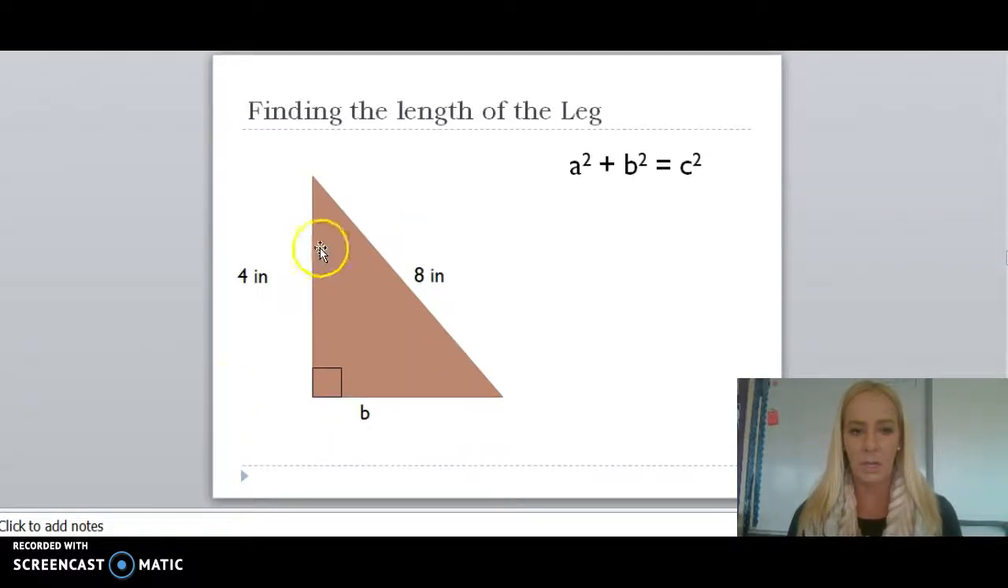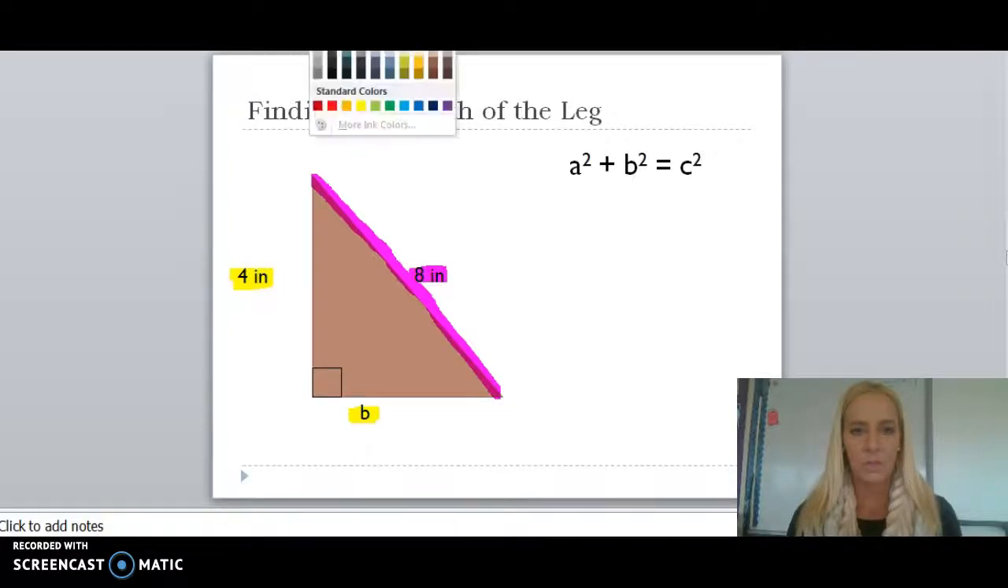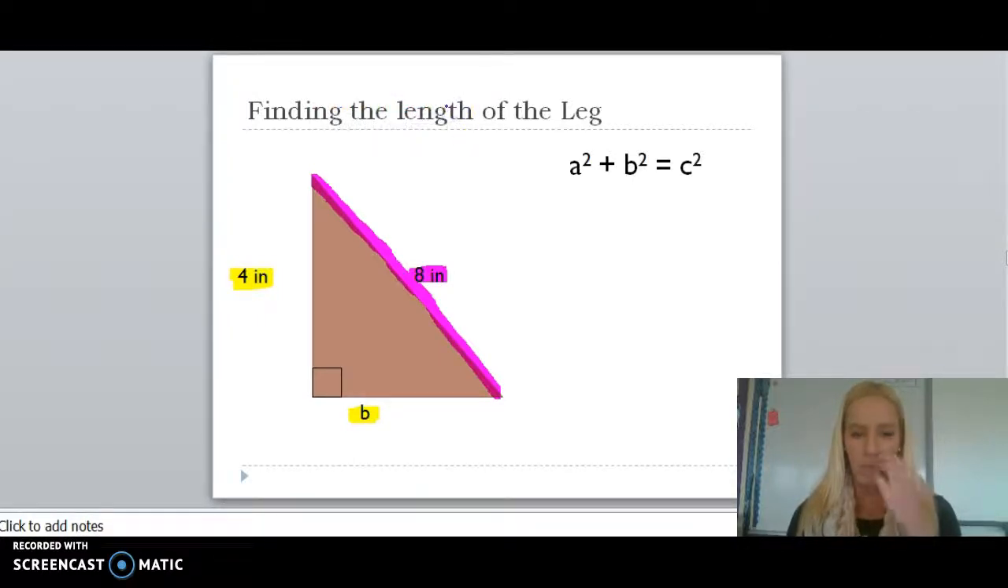So in this example here, we have a squared, which is 4 inches, plus b squared, which is our unknown, equals c squared, which is 8. One strategy that you can use is to find the right angle in the triangle and highlight the hypotenuse, which is directly across. That way you know, in this case, that the hypotenuse is given. Because sometimes when triangles are rotated in different ways, it's hard to determine what is side A, what is side B, and what is side C. So that's a strategy that I want you to use to help you determine that.